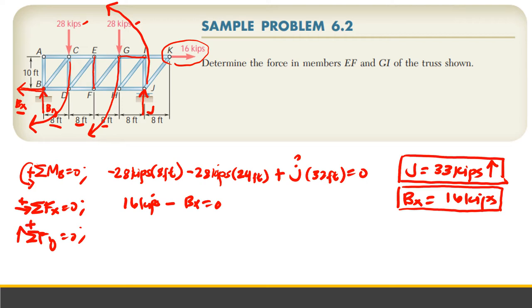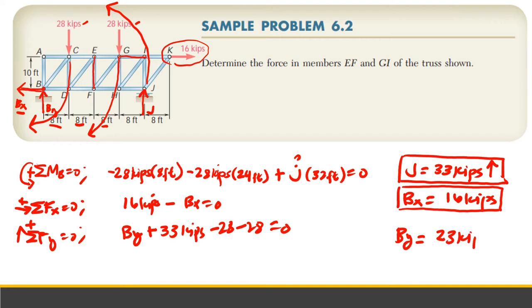Okay, so the last equation is summation of forces Y equals 0, upward is positive. In Y, we have BY plus our J, which is 33 kips, minus 28 equals 0. So BY is equal to 28 plus 28 minus 33, if we transpose it to the other side of the equation. So BY will then be equal to 23 kips upward. That is our BY.